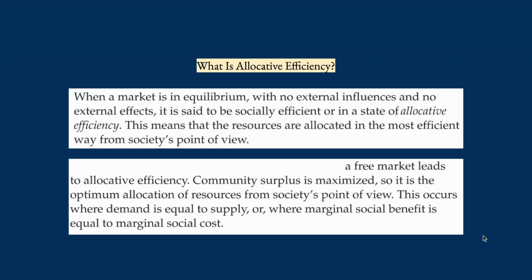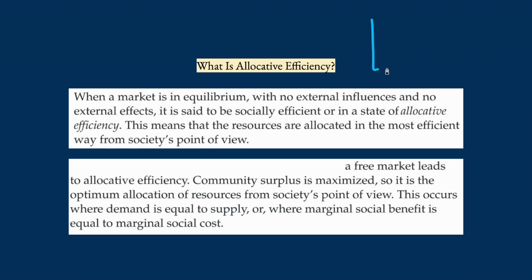All right, so now taking everything we just gathered from those past 2 or 3 slides, we're going to go ahead and familiarize ourselves with a bunch of new terms to prepare ourselves for a topic in this unit a little bit later on. But so far, we want to connect what we've learned to these future terms, okay? So let's talk about allocative efficiency. When a market is in equilibrium with no external influences and no external effects, it is said to be socially efficient or in a state of allocative efficiency, which means that the resources are allocated in the most effective way from society's point of view.